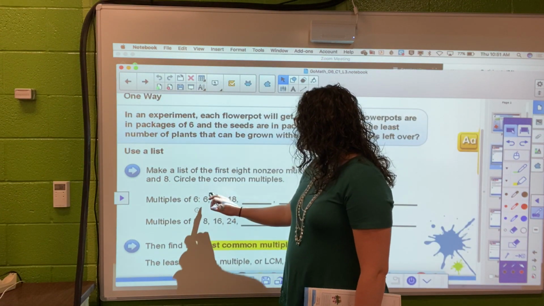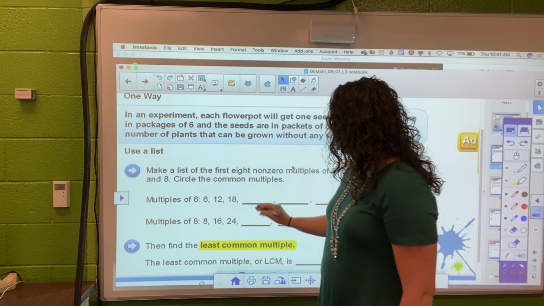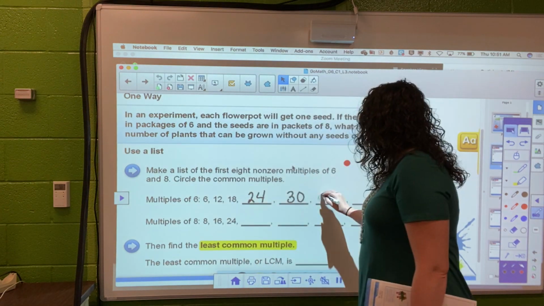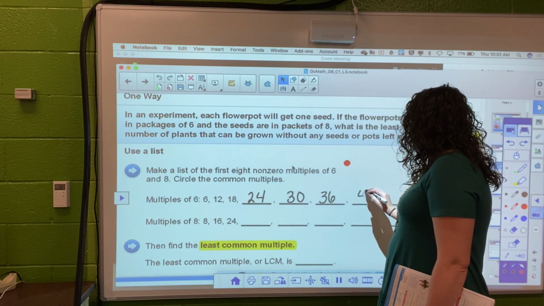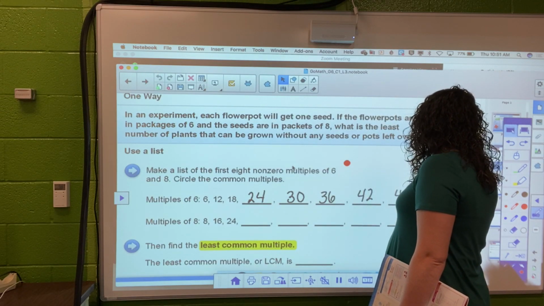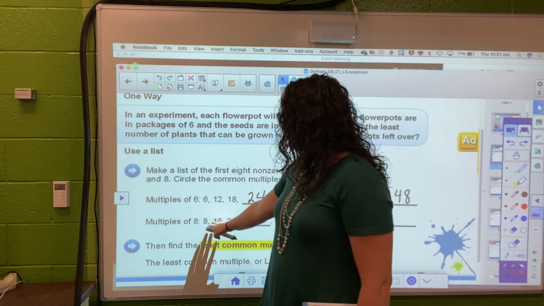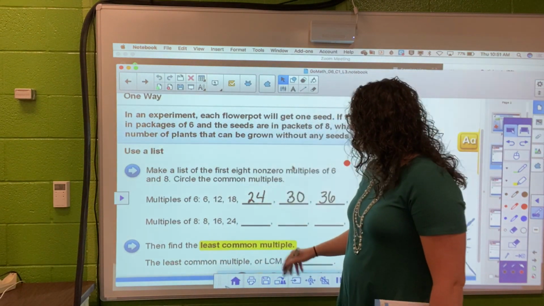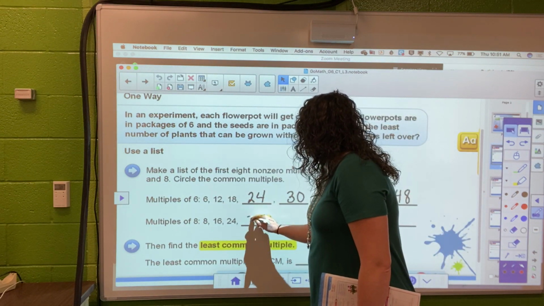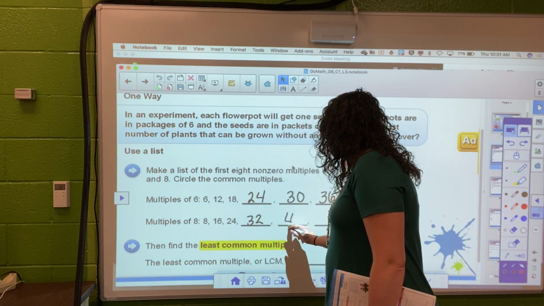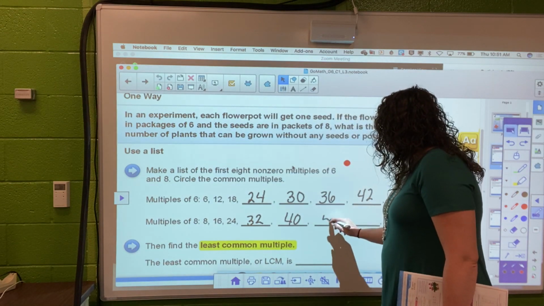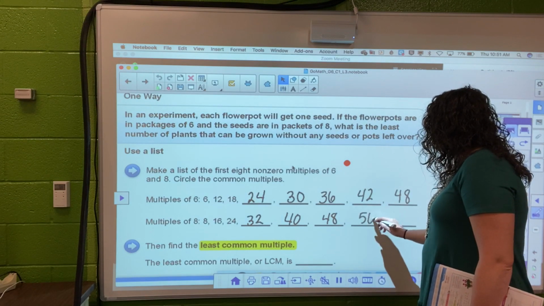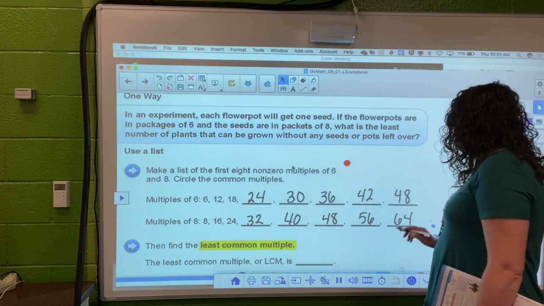So it started for us, 6, 12, 18. 6 times 4 is 24. Times 5 is 30. 6 times 6 is 36. Times 7 is 42. Times 8 is 48. Then we go down to multiples of 8. They have 8, 16, 24. 8 times 4 is 32. Times 5 is 40. 8 times 6 is 48. 8 times 7 is 56. And 8 times 8 is 64.